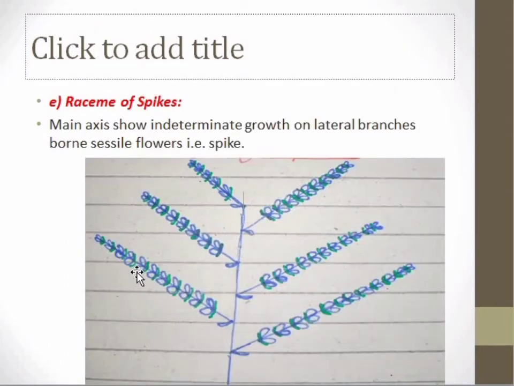Raceme of spikes. The main axis shows indeterminate growth, meaning it continues to grow forming lateral axes, but these lateral branches or axes have sessile flowers, like a spike. This is a spike. Look at the structure bearing sessile flowers. So this is actually a raceme. The main axis is like a raceme, so it is a raceme of spikes.